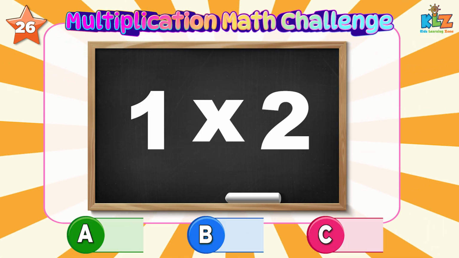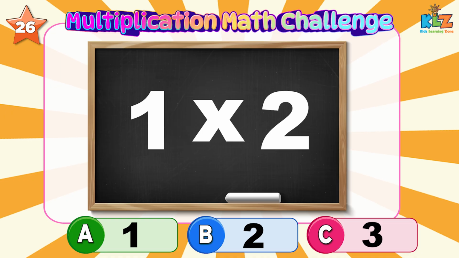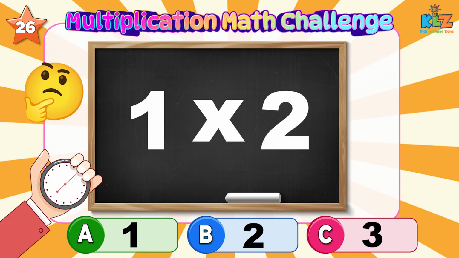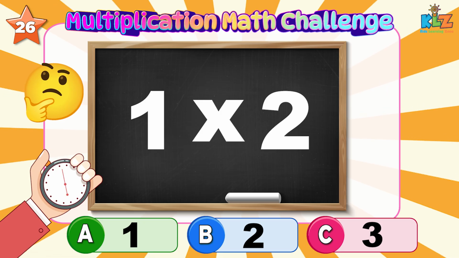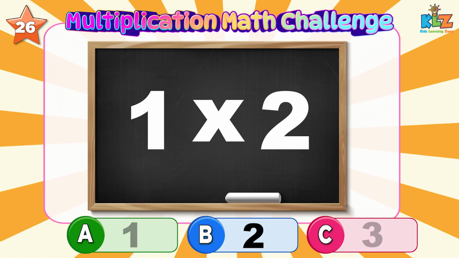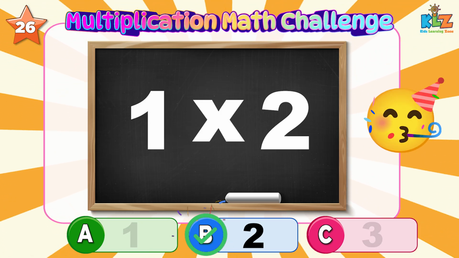What is 1 multiply 2? Ready, set, solve. Correct answer, option B, 2. Amazing.